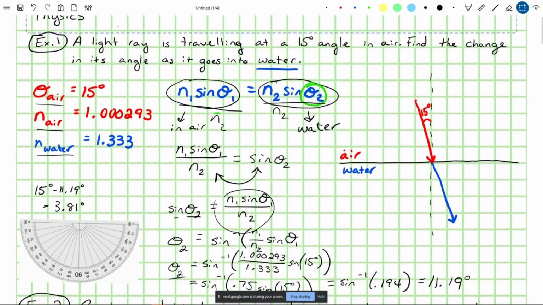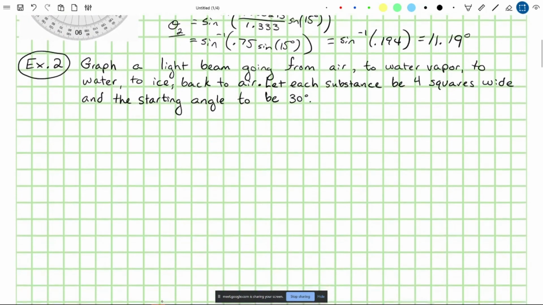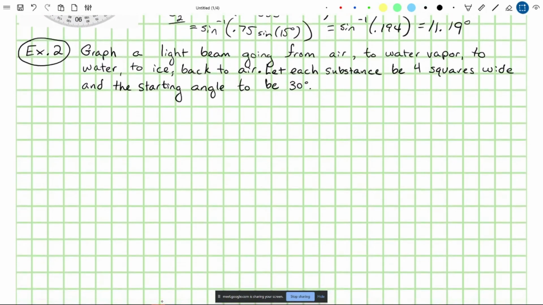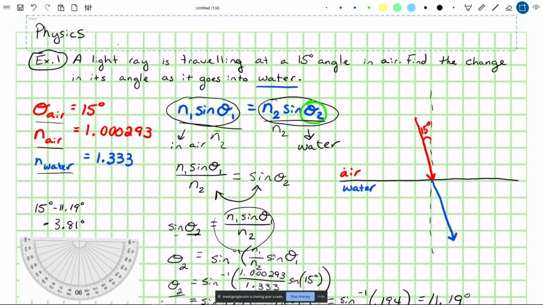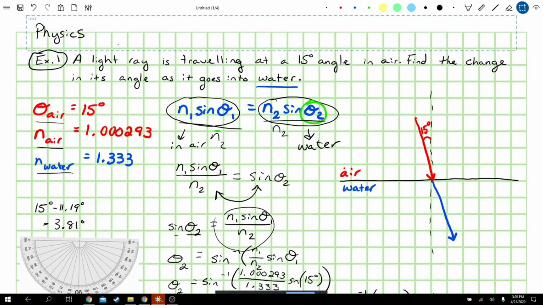If we want to do another live session on just that, we'll start talking about example 2 here, which tells us to graph a light beam going from air to water vapor, to water, to ice, and then back to air. So going through several different mediums and then back to the original. That's a completely different scenario. This is actually a fairly complex example, so we are not going to tackle that today. We will tackle that either later this week or next week.